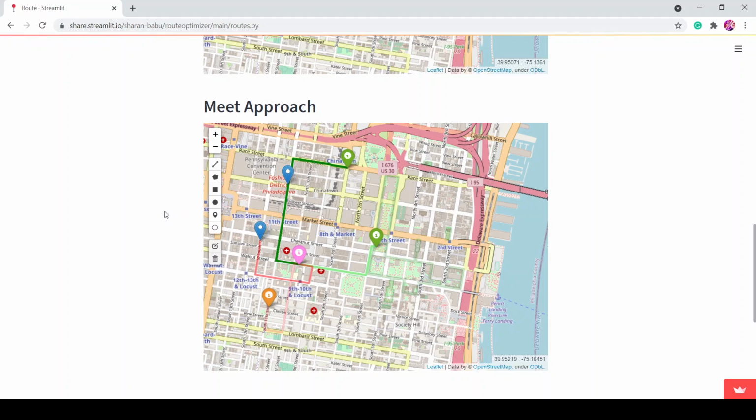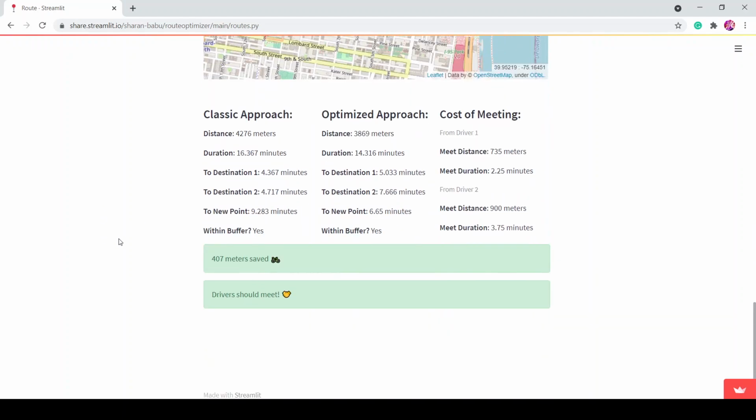Let us compare the approaches. We can see that in the classic approach, one destination ended up having a bad receive time, but the receive times are well spread out in the optimized approach. What is this within buffer field? Routing problems take into account unpredictable external factors and add an extra duration to the expected duration. We can see that the optimized approach has duration within the buffer. Moreover, an important observation is that we have saved 407 meters by using the meet approach.